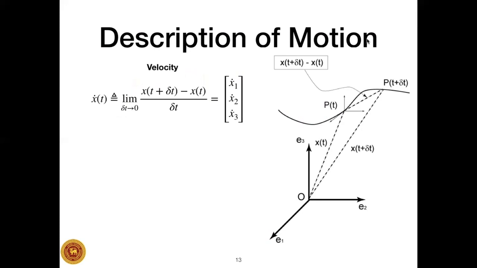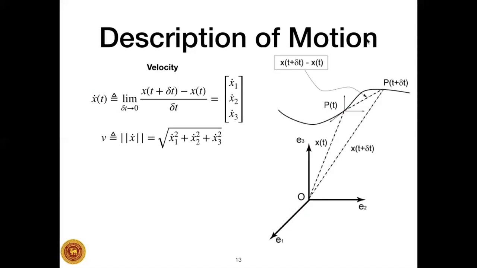If you look at this from a geometric point of view, you notice that x of t plus delta t minus x of t is a line segment in a frame that is situated at P but parallel to E, and this line segment has the representation x of t plus delta t minus x of t. Now, as delta t goes to 0, what happens to this line segment? It approaches the tangent to the curve at point P. So x dot is simply the tangent to the curve at point P, and we will call that the velocity of the point P in the frame E.